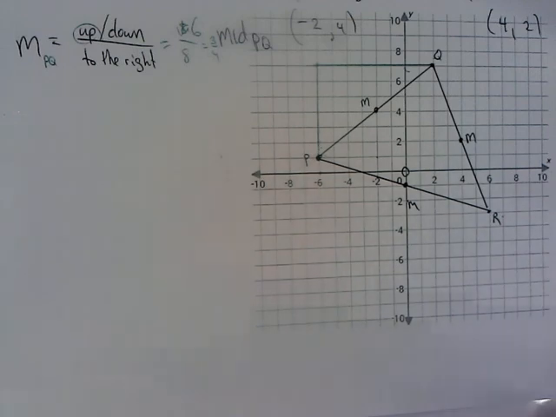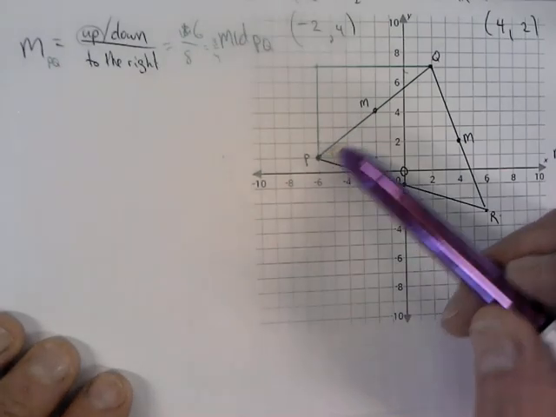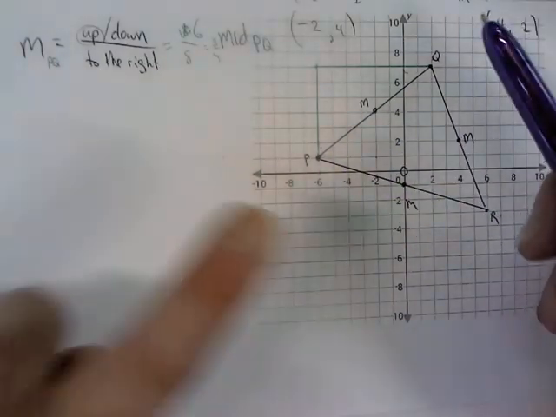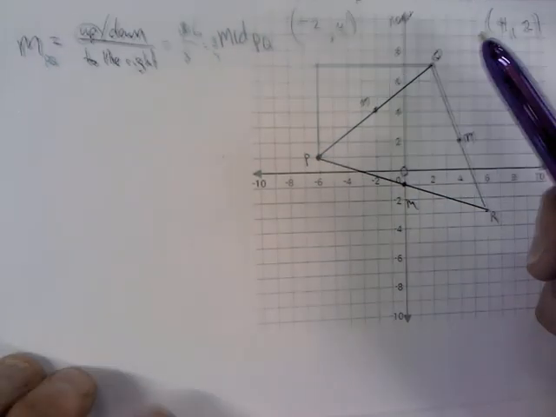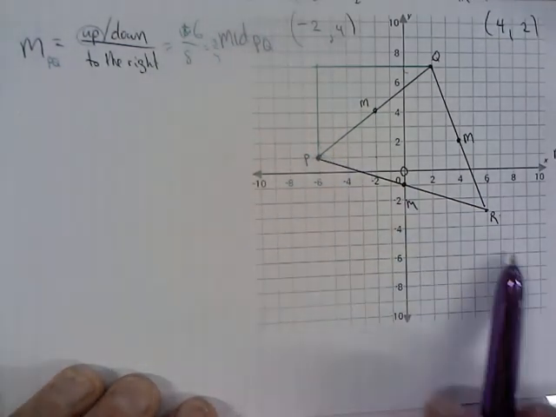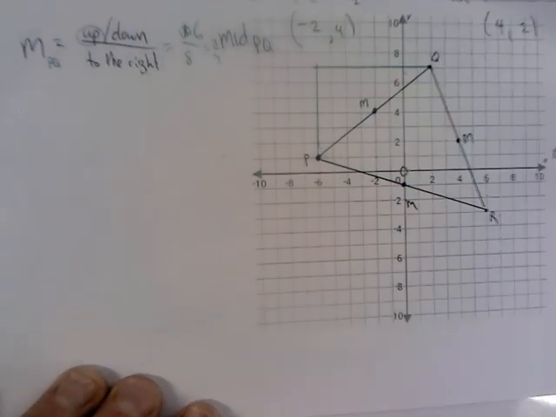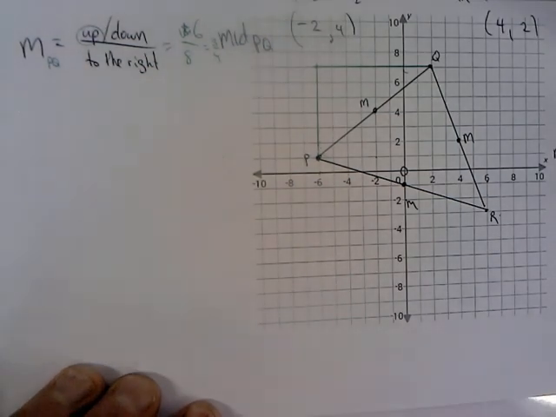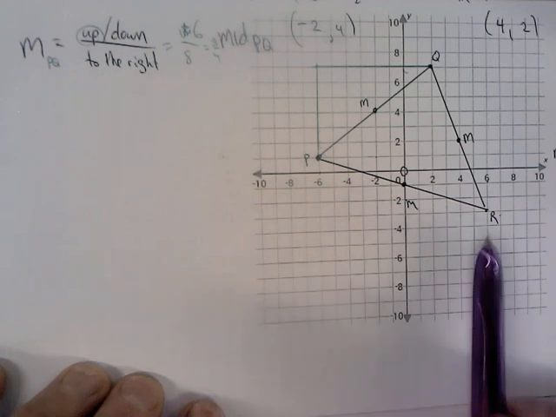Now one thing I also want you to notice, this line goes up to the right. When the line goes up to the right, the gradient will be positive. If the line goes down to the right, the gradient will be negative. So let's look at P to R now.